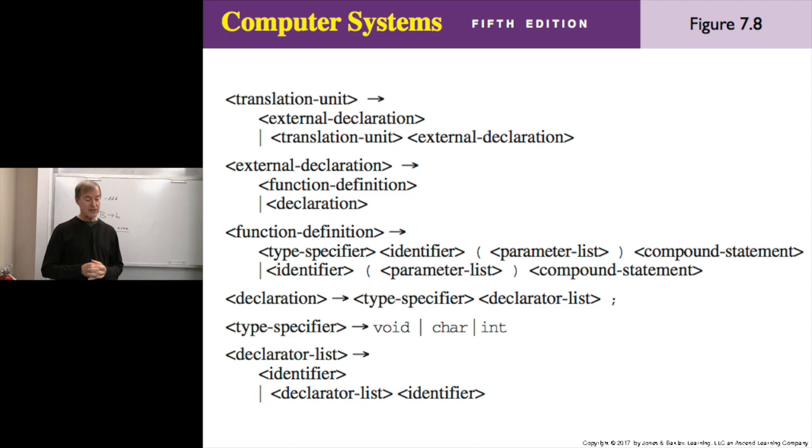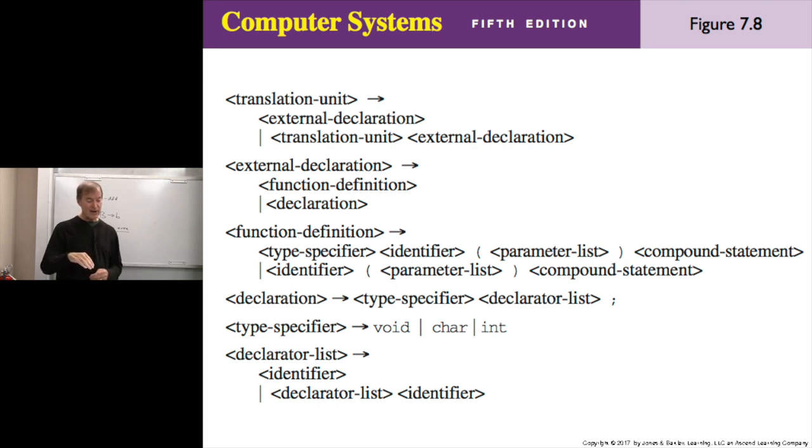Translation unit. Yes. So you write a C program, the compiler starts with translation unit, and a translation unit produces either an external declaration or a translation unit concatenated with an external declaration. And what does an external declaration produce? A function definition or a declaration.